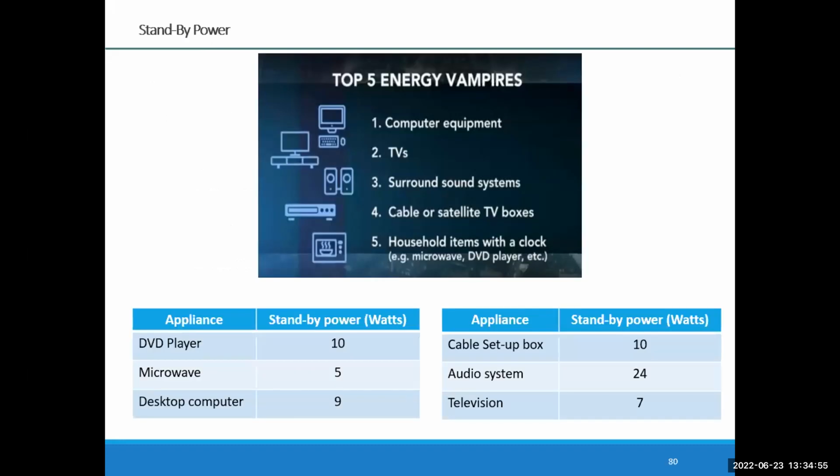So these are some of the examples: a DVD player will consume around 10 watts standby power, microwave 5 watts, desktop computer 9 watts, cable set-top box 10 watts, audio system 24 watts, television 7 watts. So these are some of the typical standby power consumptions.